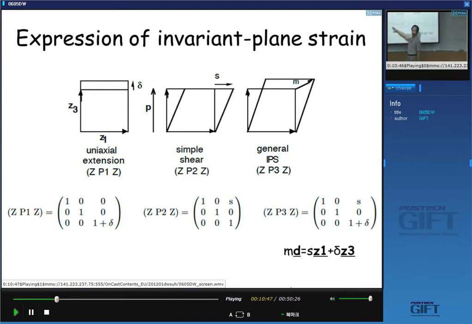So from this one, you can easily get the deformation matrix of simple shear is given by this matrix. Right? So that is the most convenient way to express the deformation matrix. And the combination of these two, simple dilatation and simple shear, will be given by this form. And here, M is the vector expressing the displacement, and D is a unit vector along that direction. And this vector can be decomposed into shear and dilatation terms.